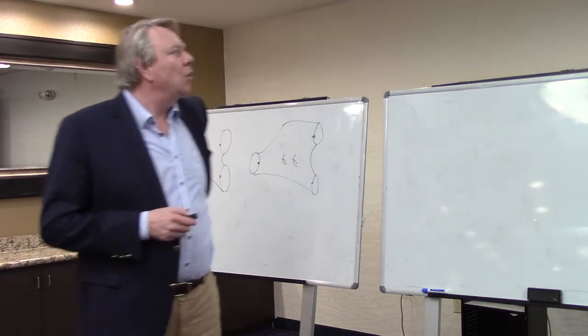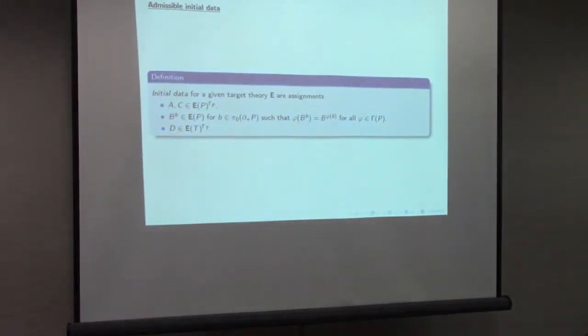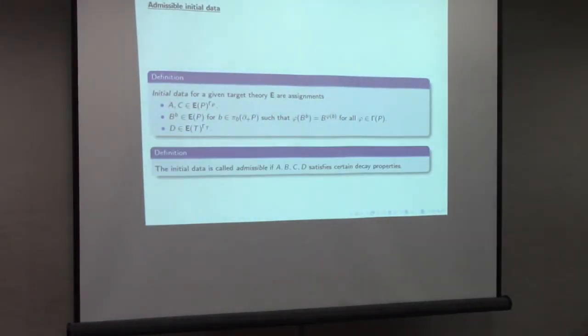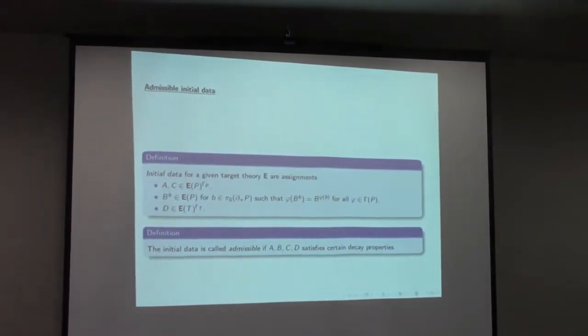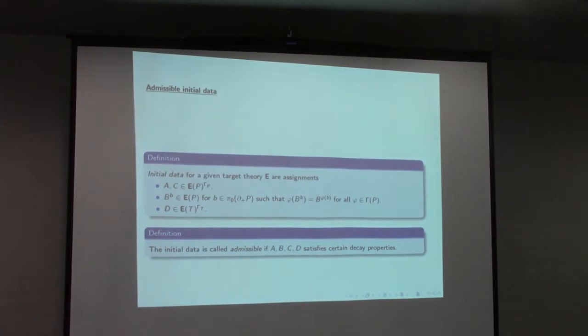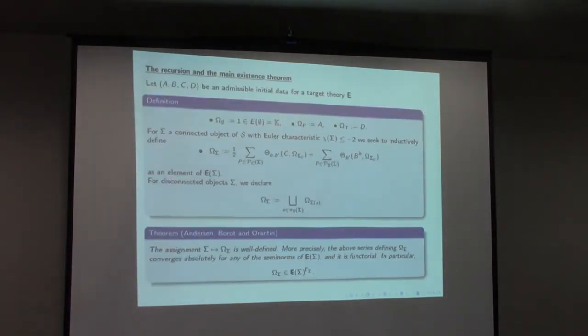Okay, so we need admissible initial data. Initial data are just these A, B, C, D. I don't really tell you what these specific decay conditions are. I will do it towards the end of this lecture if we're lucky. But at any rate, under certain decay conditions, the theorem is that when you run this recursion, you get well-defined vectors in these vector spaces, and the sums that define it are absolutely convergent.